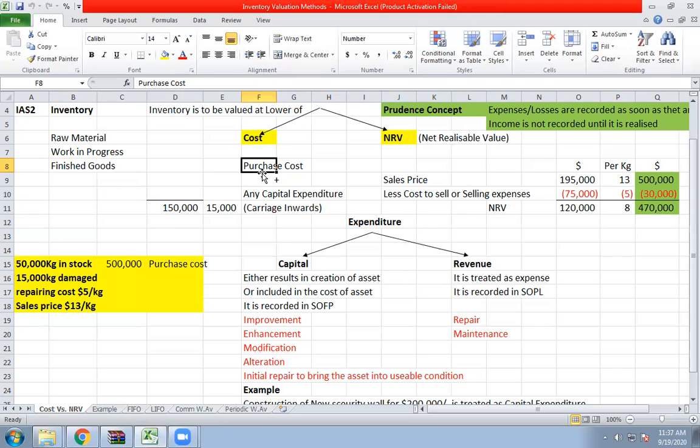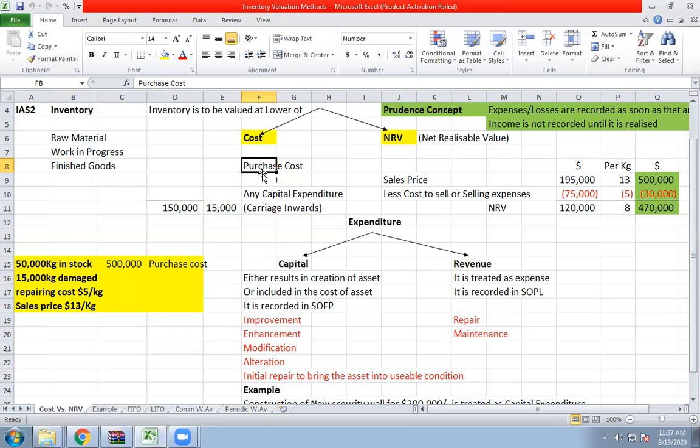But what if that suit is damaged and I have to incur at least $1,500 to repair it, to bring it into the same condition where it was before the damage? Then I will be able to sell it for 3,000. So if I incur 1,500 to get a sale price of 3,000, I will have a net realizable value of 1,500.